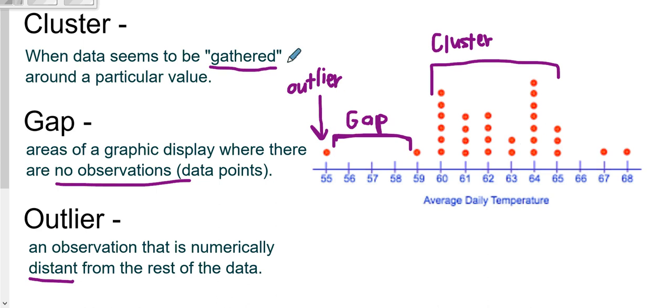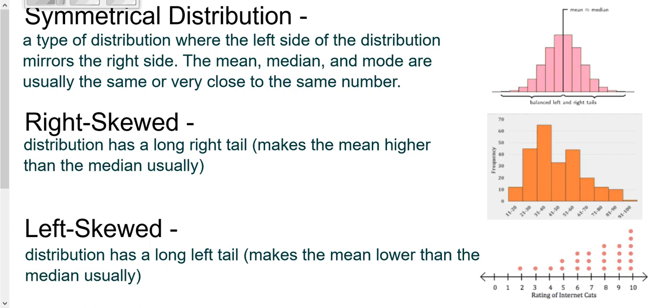Okay, now I want to introduce three more words that we can use to describe data. So these are the words that I'm looking for when it asks you to describe a data set. I'm looking for outlier, cluster, gap, but I'm also looking for, what does the distribution look like? And distribution here just means, how is the data distributed?